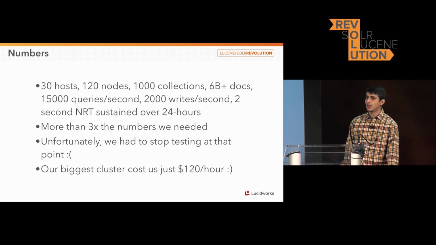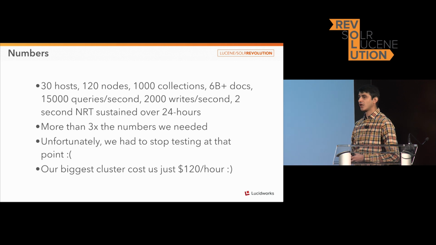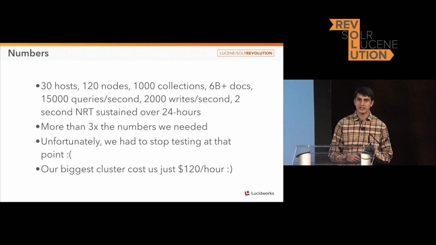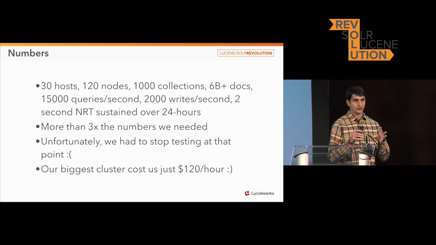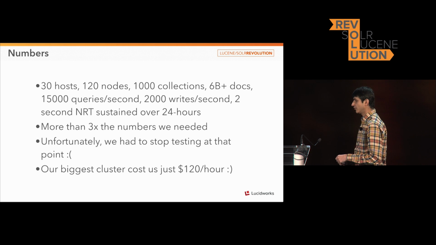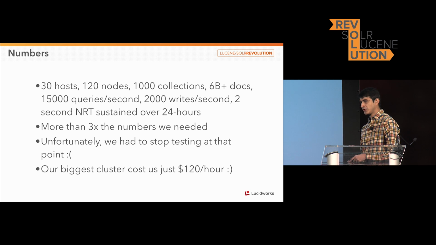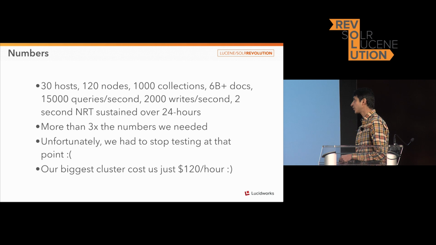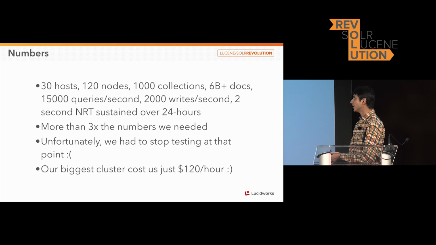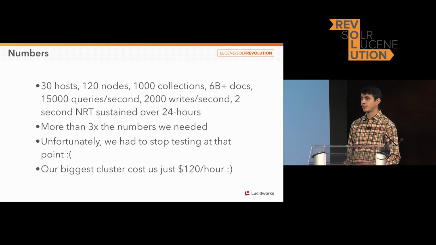So this is one of the results that we got from our performance tests. This test was run on 30 boxes running on AWS with 120 JVMs, 120 different Solr nodes, and 1,000 collections, a little more than 6 billion documents. And the results were actually pretty good. We really needed just 4,000. We started thinking that if we could reach 4,000 it would be great, but once we had ironed out all these problems that we detailed, we found the performance to be quite good.